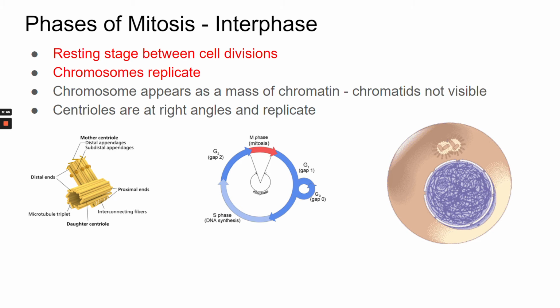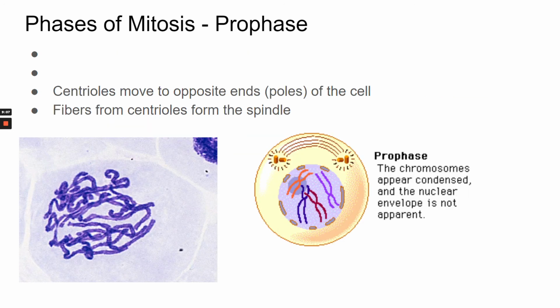Because if you're going to have two cells with full copies of all of the genetic material, all of the DNA, first you have to copy it. Just like if you wanted to make a copy of your note packet, you'd have to copy the individual pages and then separate them into two note packets. That's what's happening in the cell.